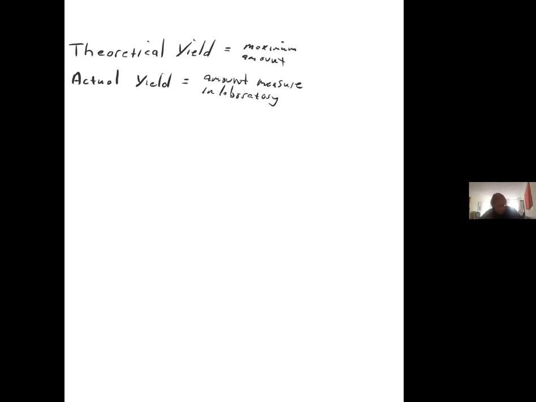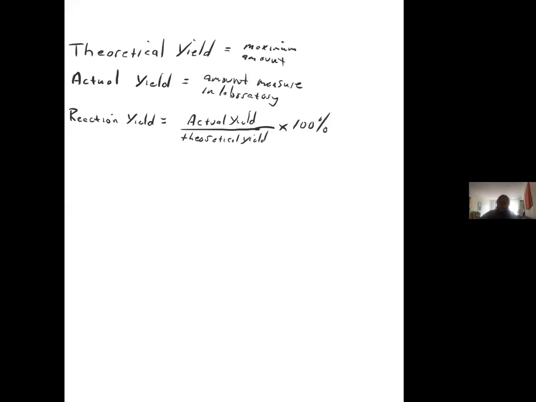So what happens is we do this little calculation called reaction yield. And the reaction yield is the actual yield divided by the theoretical yield times 100. That's called the reaction yield.